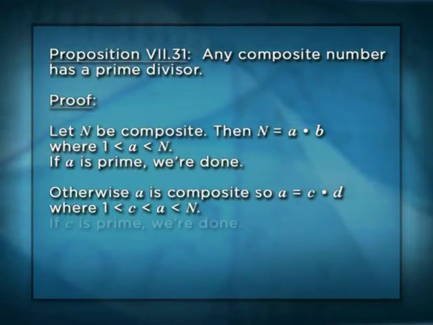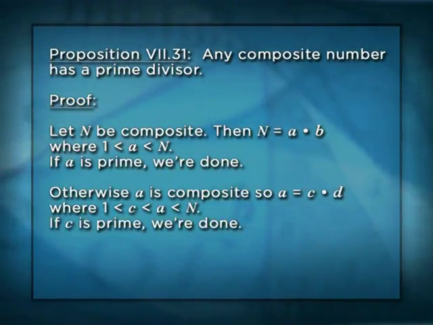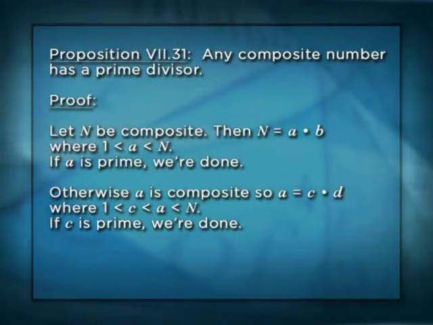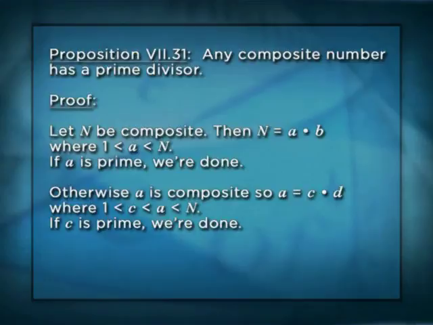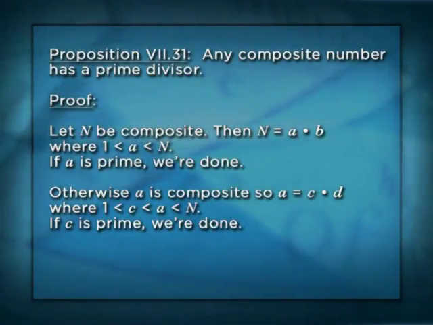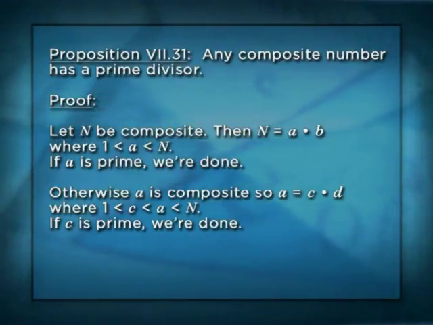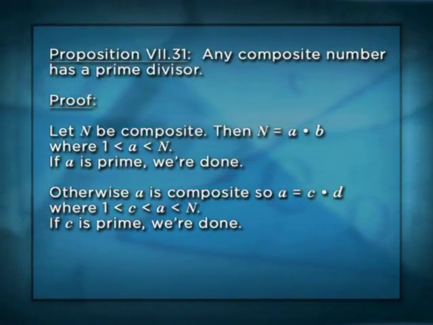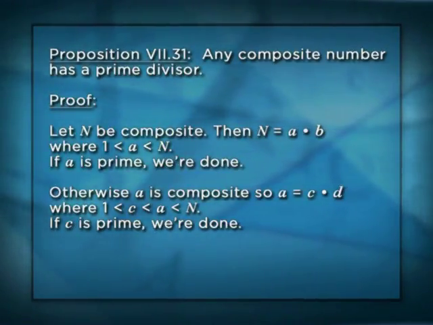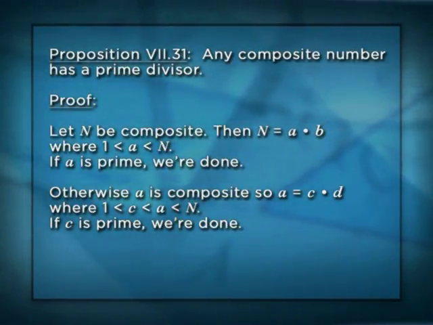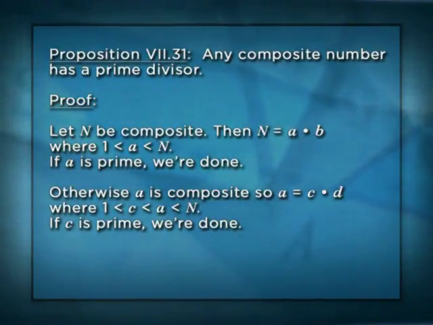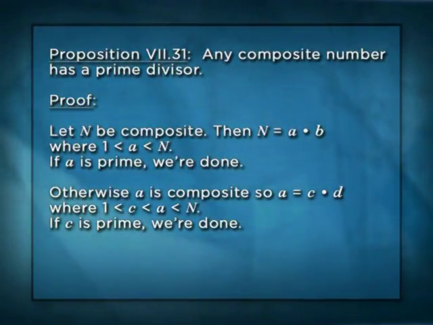Now, if c is prime, we're done. Now, why is that? Well, c would be prime. c would divide evenly into a, because a is c times d. a divides evenly into n, because n is a times b, and hence c divides evenly into n. It's just like in my numerical example, the 2 divided evenly into the 10 divided evenly into the 120, so the 2 does. So if c were prime, c would be a prime divisor of the composite number n.